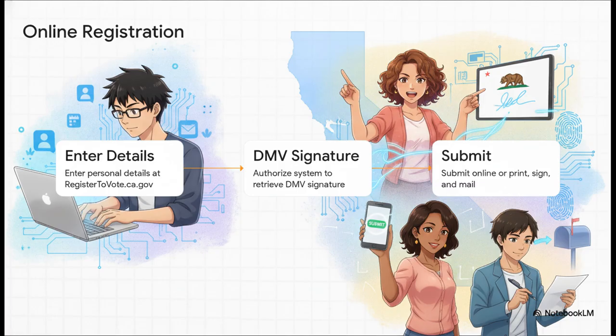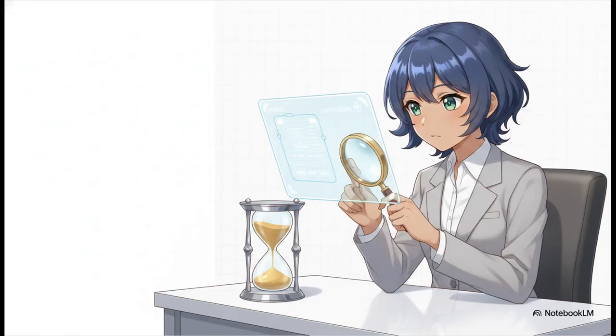Now, if the DMV doesn't have your signature on file for whatever reason, no big deal. The system will just generate a pre-filled form for you to print, sign, and drop in the mail. Super easy. Now, I do want to set a realistic expectation here.